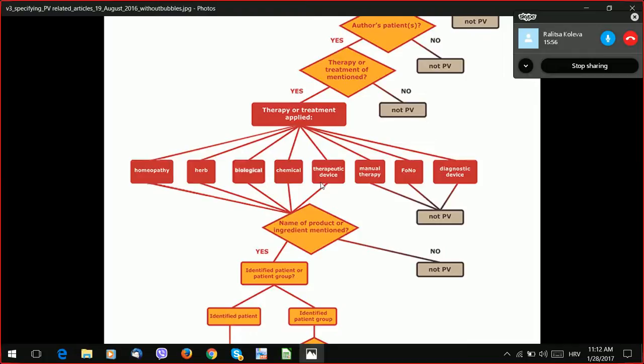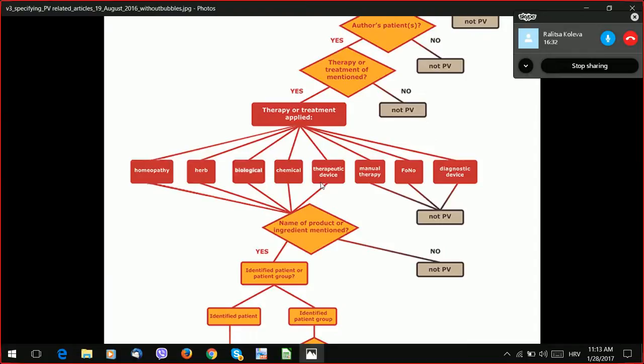Very important, please note that from the PV point of view, only the therapy mentioned in relation with the patient or patient group matters. Other therapies besides the patient case history are not to be recorded in the database. If an article does not mention any of the therapies listed in connection with the patient or patient group, the given article is not relevant from the PV point of view.